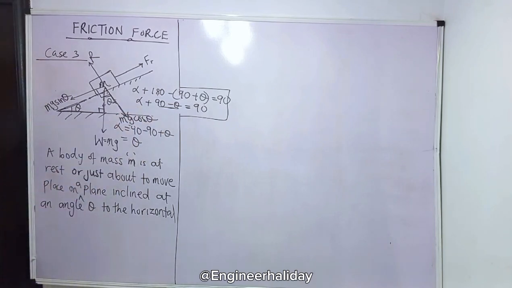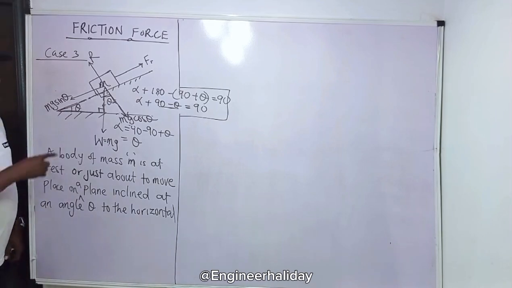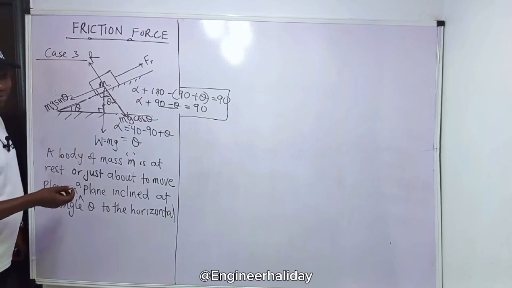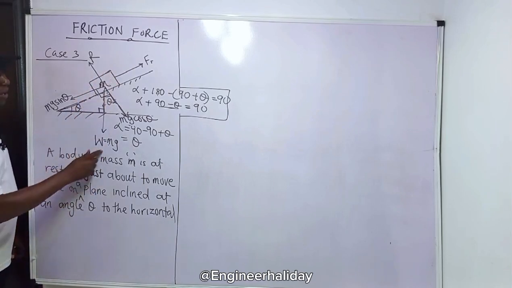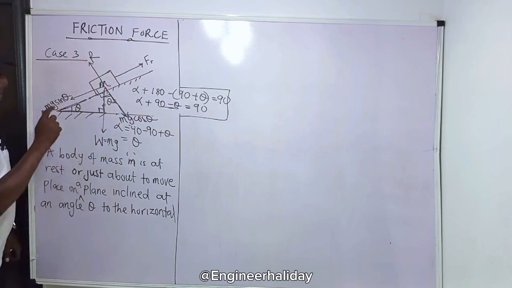Now, some people count these as part of the forces. Some people will ask, how many forces are acting on the body on the rough incline? They will say it's 5: 1, 2, 3, 4, 5.